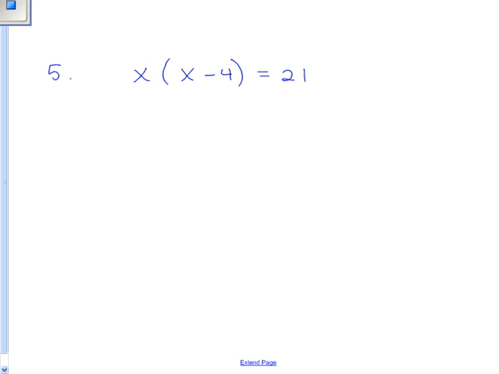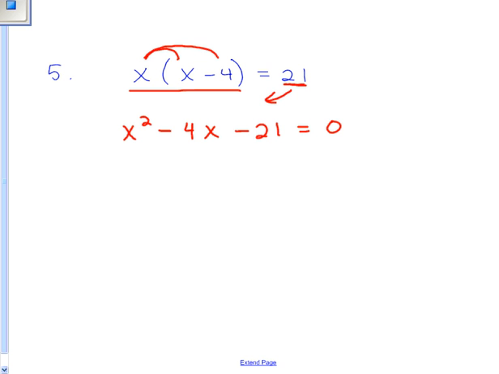Okay, example 5, x times x minus 4 equals 21. Okay, this is not in standard form, so if I do not see this equal to 0, I know I need to clean up the left side. Okay, so I would distribute this x. X times x is x squared, x times 4 is negative 4x, and in the same step, I'm going to subtract 21 so that I get all of this kind of condensed into one polynomial equal to 0.